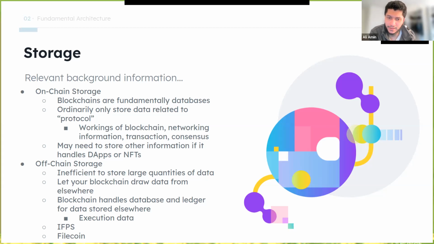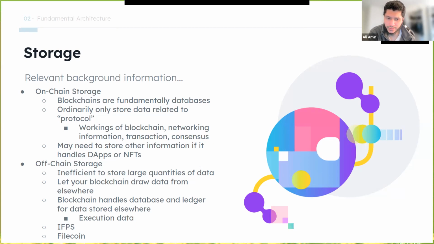Ordinarily, the kind of data that they store is something called protocol data. So protocol data is: how does the blockchain work? How do nodes talk to each other? How do transactions happen? What is the consensus algorithm? And so on and so forth. But it may need to store other information if it handles dApps or NFTs.